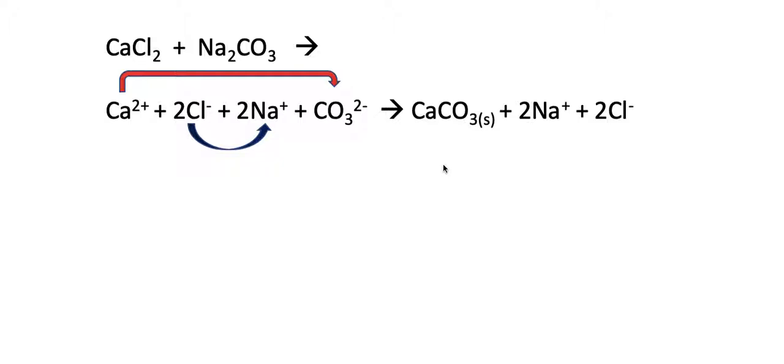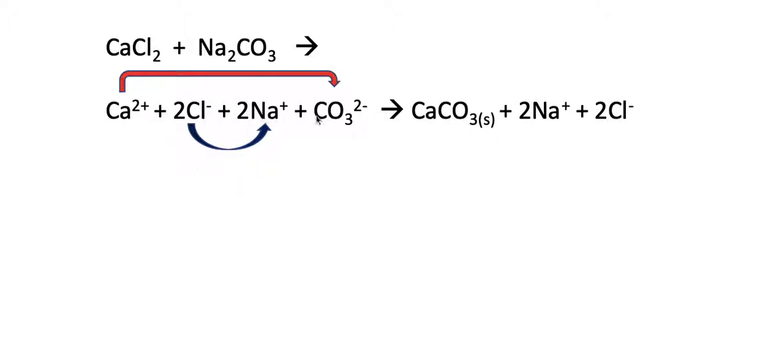Calcium carbonate, if you look in your solubility rules table, you'll find that it's insoluble, meaning it doesn't dissociate into ions. So when calcium ions find carbonate ions in solution, they bind together forming calcium carbonate, which is really lime, and it falls out of solution as a white precipitate. So that's why I have a solid here, S for solid, to indicate that it's a precipitate.